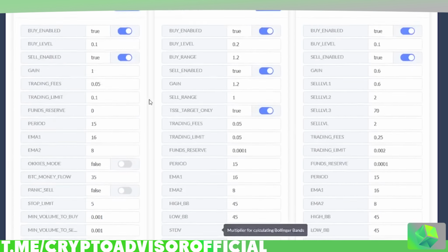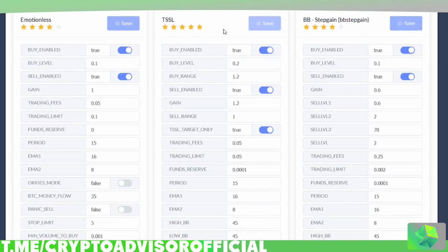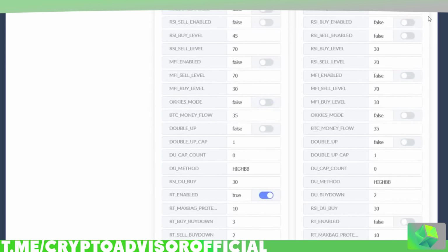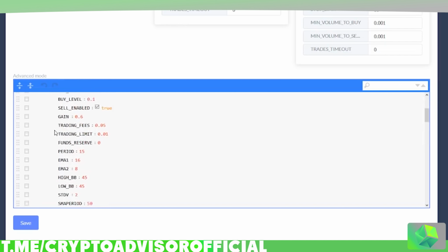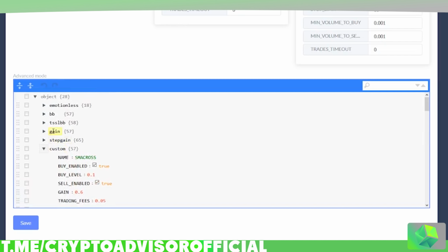Hopefully that was a good explanation of TSSL. You can replicate these settings on TSSL, or you can do similar changing of settings on other strategies such as BB step gain or any other strategies that you see fit. But now I'm going to talk about a new thing that they've added to Gunbot called custom. So this is super interesting.